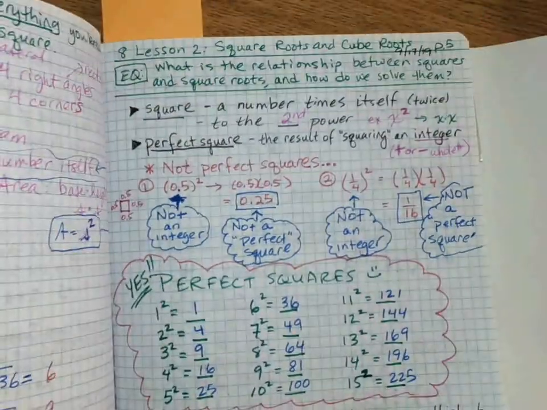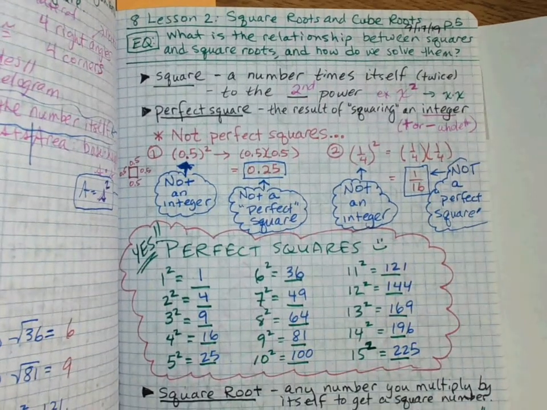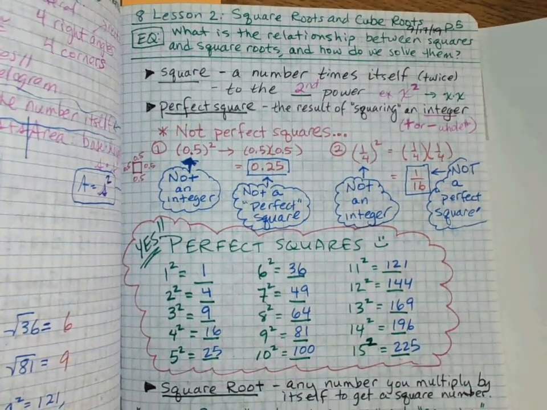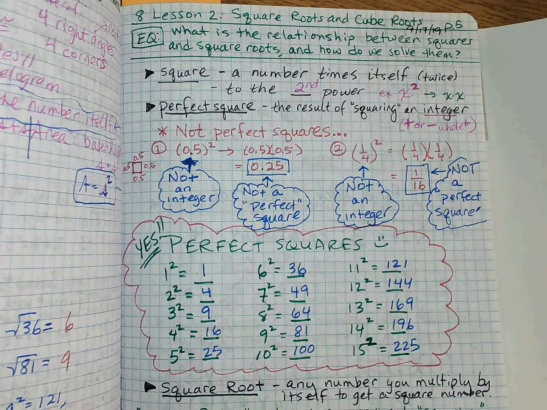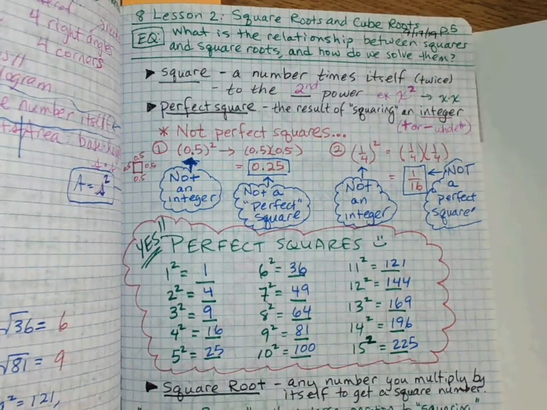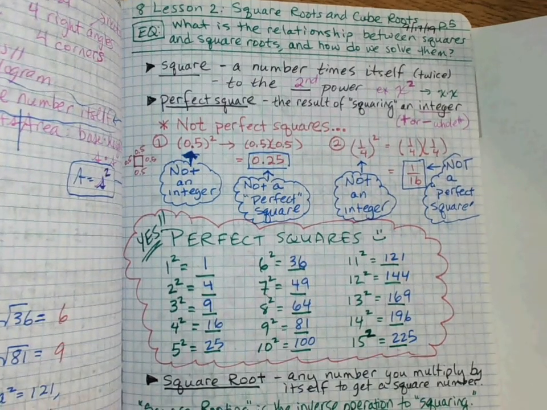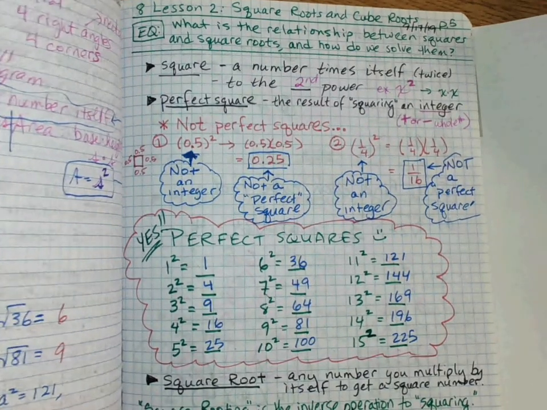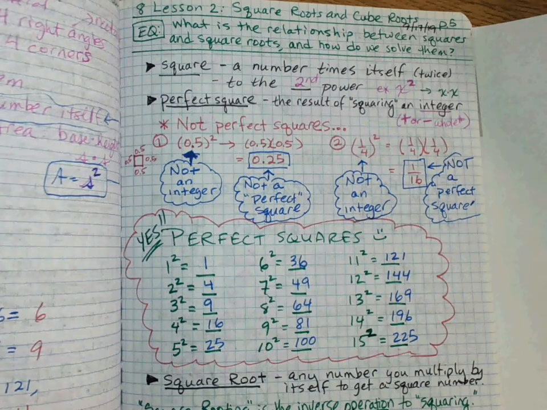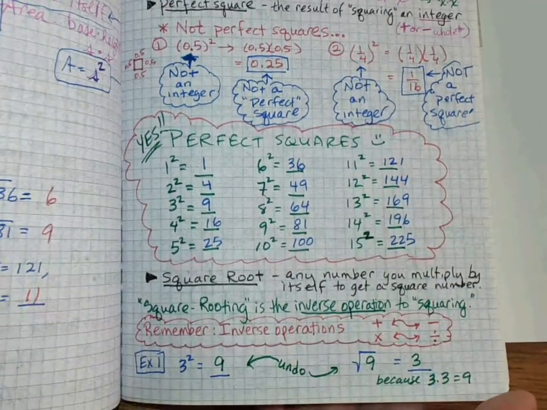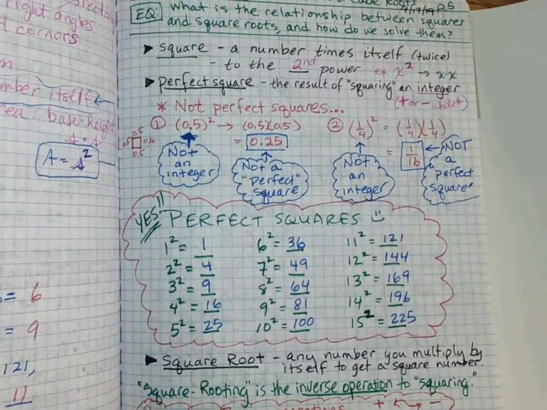This was the notes we had. This is the notes that I had on square roots and cube roots. This is page 5 of my notebook. And if you wanted to go back and just remind yourself what the squares and perfect squares and square roots were, there you go. It's page 5 of my notebook.